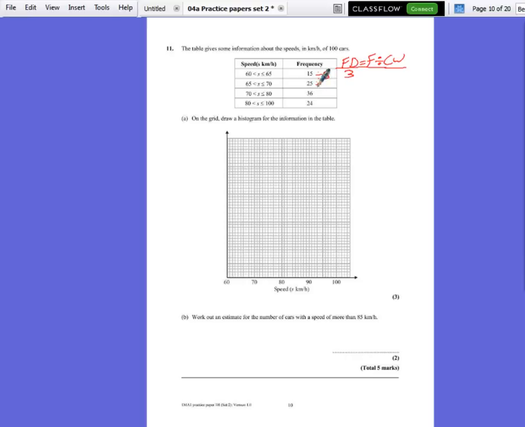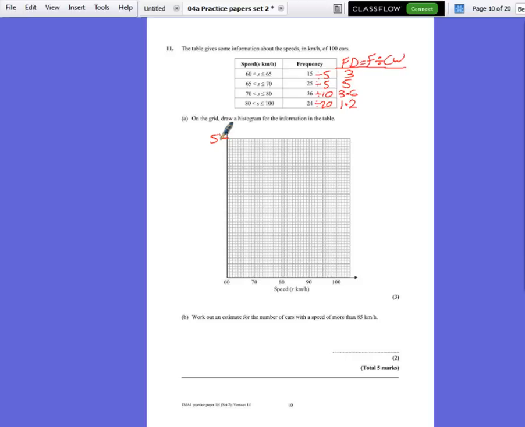This one again has a class width of 5, so 65 to 70 is a class width of 5, so that will give me a frequency density of 5. This one has a class width of 10, so if I divide that by 10, I get 3.6. And the last one has a class width of 20, so divide that by 20, I get 1.2. That last one, if you divide by 2 first, you get 12, and divide by 10 to get 1.2, to make that a little bit easier. That means that going up the side, we must be going up to 5 up here.